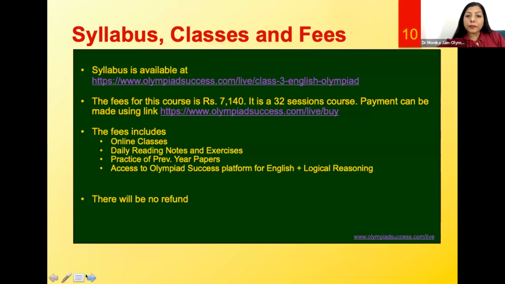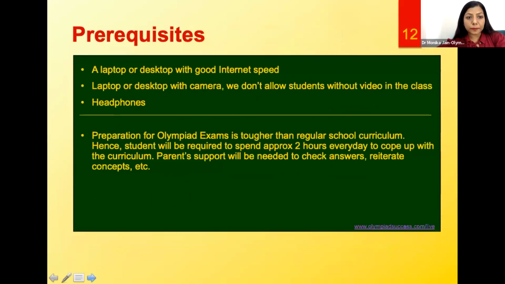The fees for this course is 7,140 rupees and it is going to be a 32 session course. The fee includes online classes, daily reading notes and exercises, practice of previous year papers, access to Olympiad Success platform for English and logical reasoning. All that you require for these classes is a laptop or a desktop with good internet speed, with camera because we do not allow students without video in the class, and headphones for better audio clarity. Now, as you're already aware, preparation for Olympiad exams is slightly tougher than your regular school curriculum. So you need to spend some time every day to cope up with the curriculum.